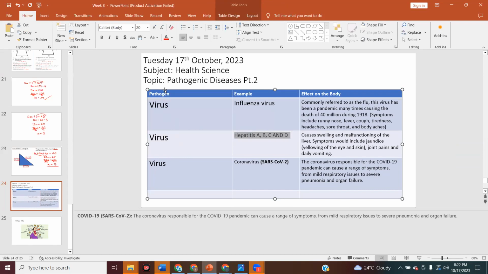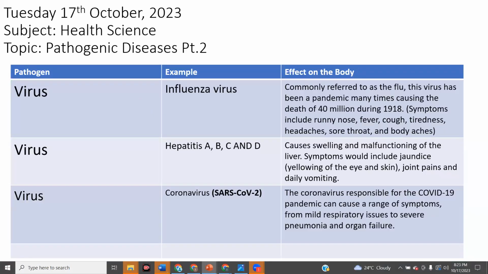Okay, so the virus is responsible for the pandemic, and it caused a lot of persons to be ill. And they had pneumonia, organ failure, mild respiratory issues, and also flu-like symptoms as well. So influenza virus, hepatitis A, B, C, and D, and coronavirus, those are some examples of pathogenic diseases caused by bacteria, okay?